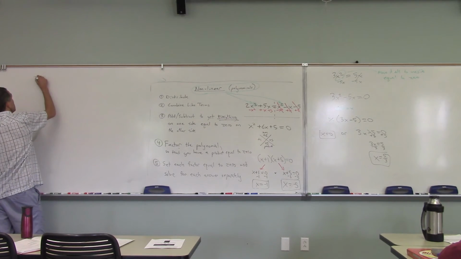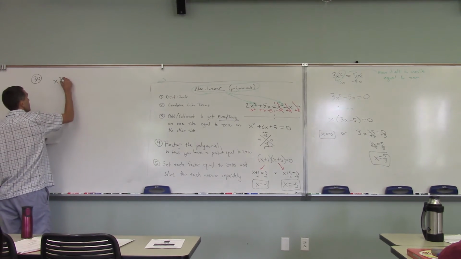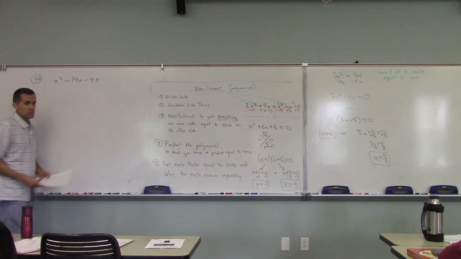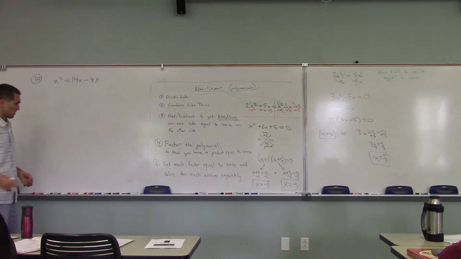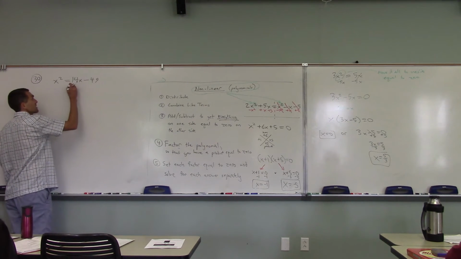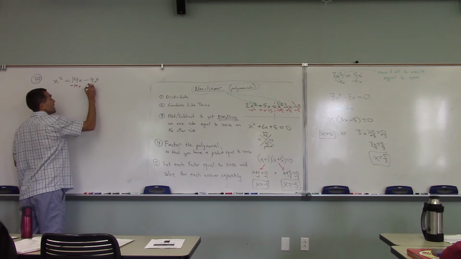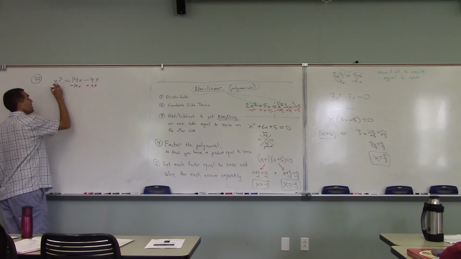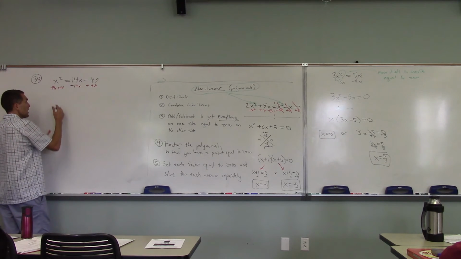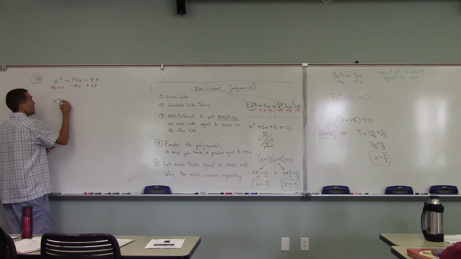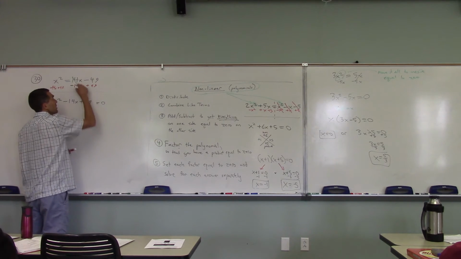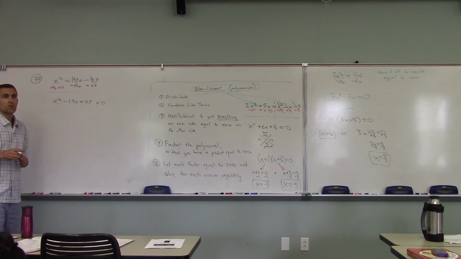What do we do first? Everything to one side. We see an x squared, so first move it all to one side. Okay, so now we've got x squared minus 14x plus 49 equals 0. First step, move it all to one side.